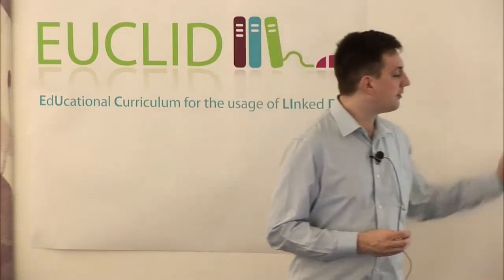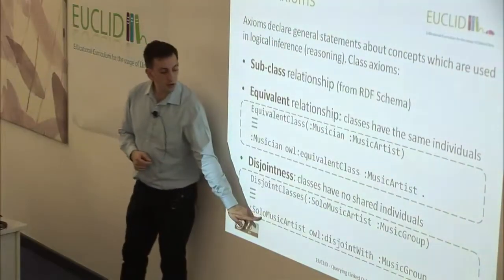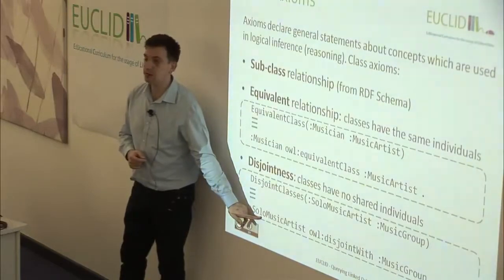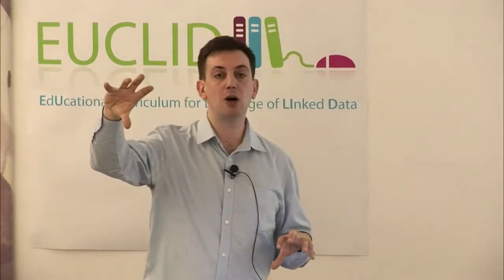Okay? We can also have the converse of that. We can say two classes are disjoint. They can't share any members. So we could say that solo music artist from music ontology is disjoint with music group. Both of them are music artists, the superclass, but you're either one or the other. You're either a group or you're a solo artist. You can't be both.